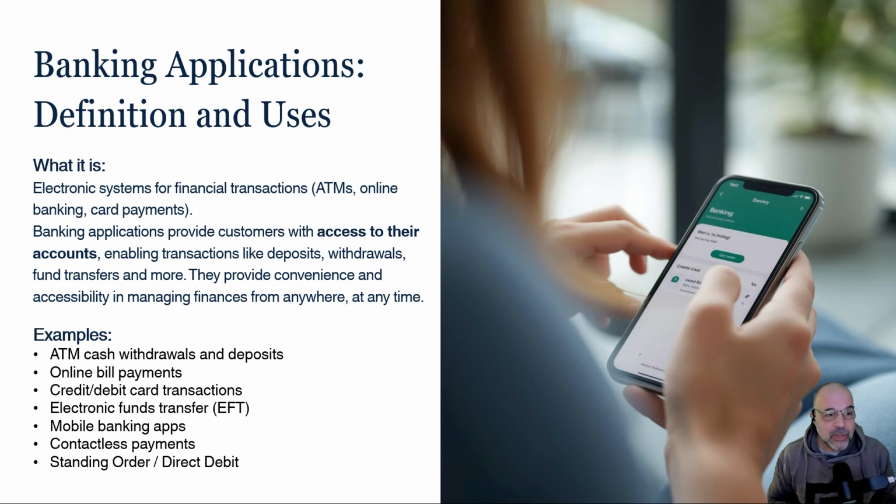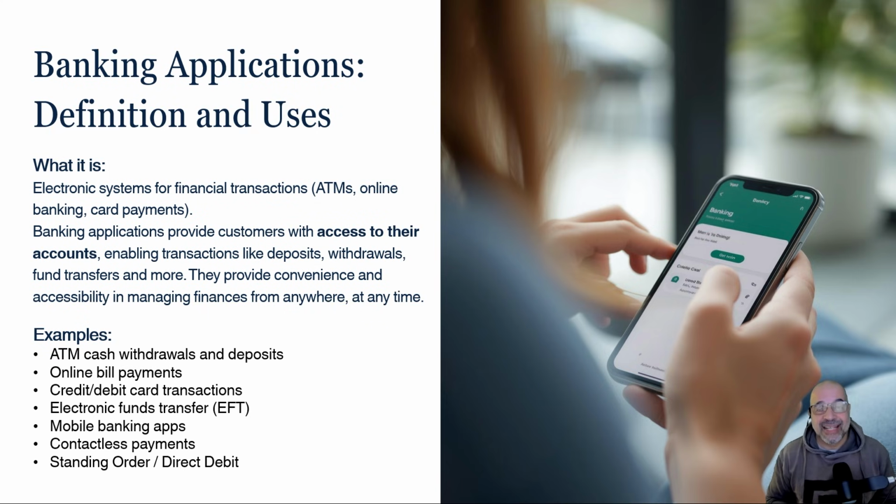using applications. It then says banking applications provide customers with access to their accounts, enabling transactions like deposits, withdrawals, fund transfers, and more. They provide convenience and accessibility, managing finances from anywhere at any time. I think that's self-explanatory. Essentially, it's saying that you can withdraw money, in other words, get cash from a cash point machine. You're able to transfer money from one account to another account. Let's say you want to send money to somebody, and a whole lot more, which we're going to have a look at in a short while. Things like checking the balance of your account, depositing money or a check, so on and so forth.